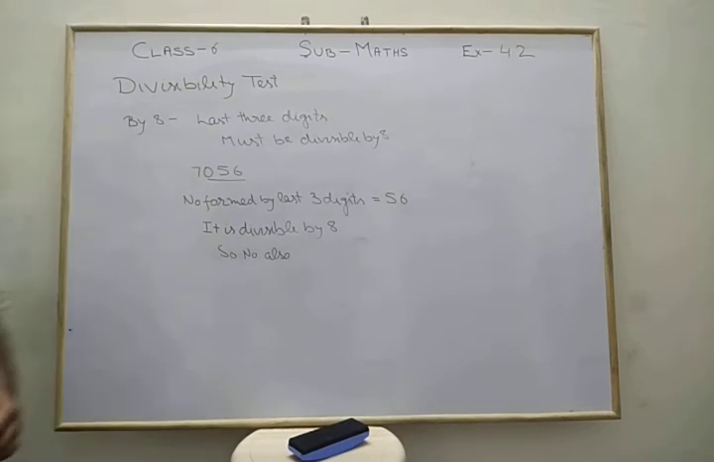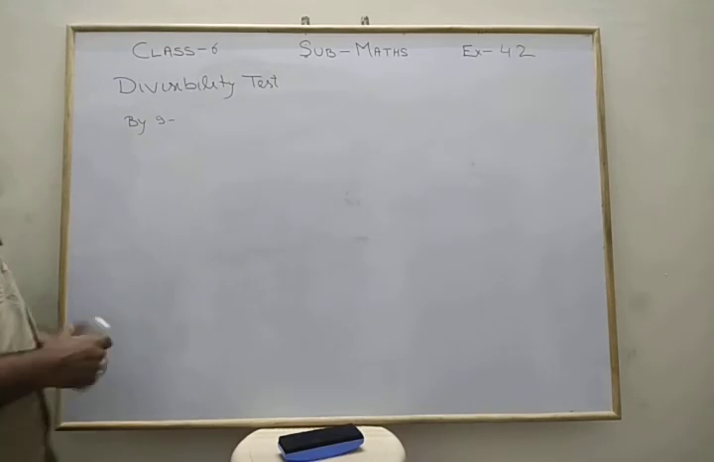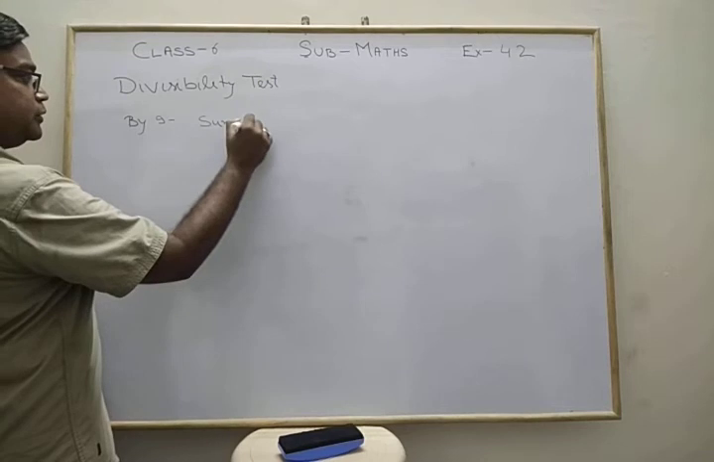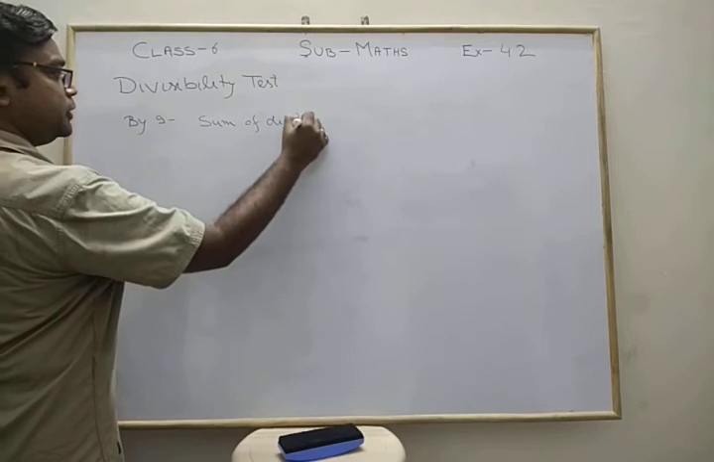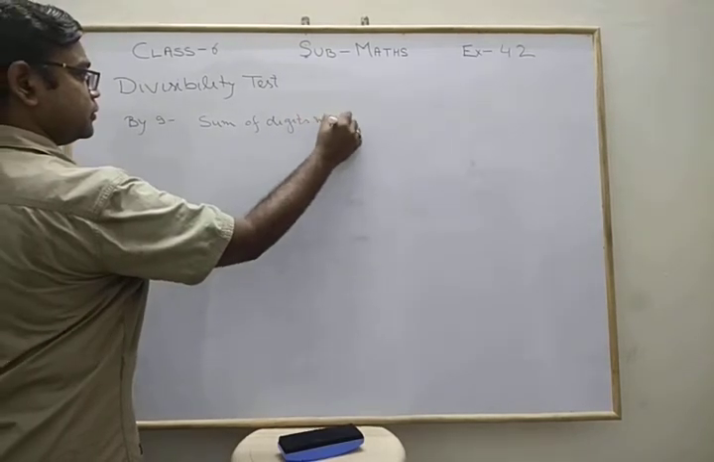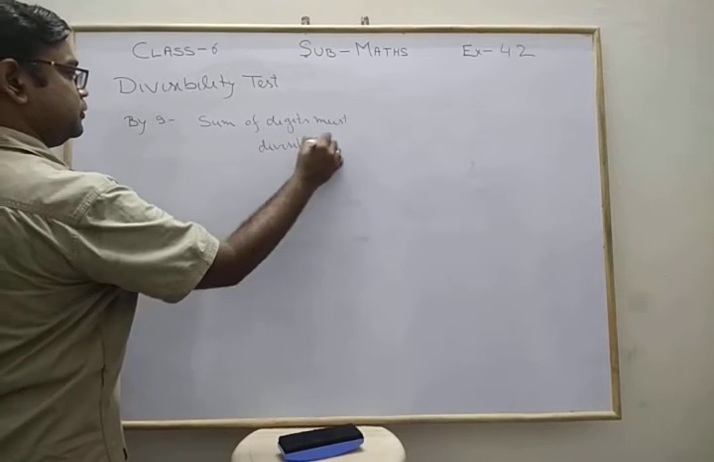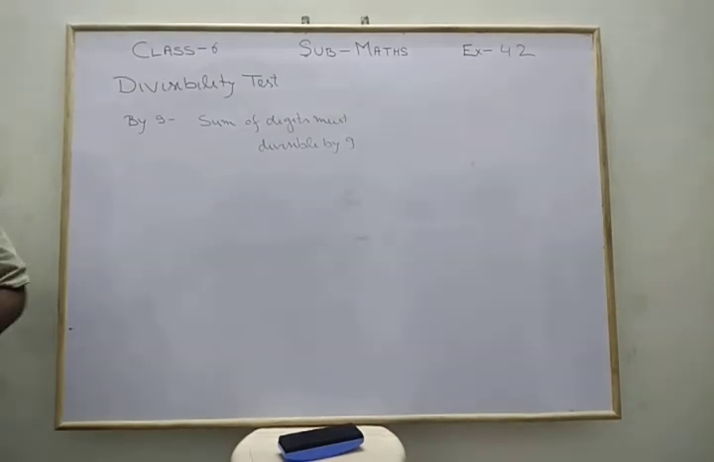Next one is divisibility by 9. It is the same as for 3 but a little bit different. We must find the sum of digits, as we did for 3, and the sum of digits must be divisible by 9. Take an example. Suppose I take a big number, 7120638. Good number.